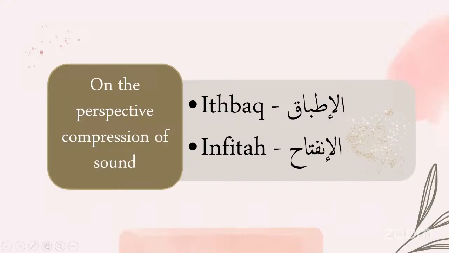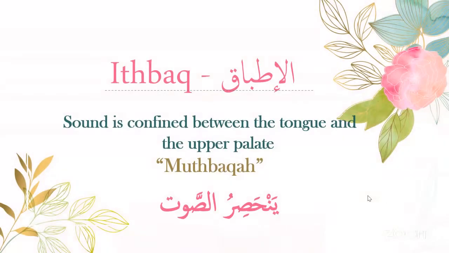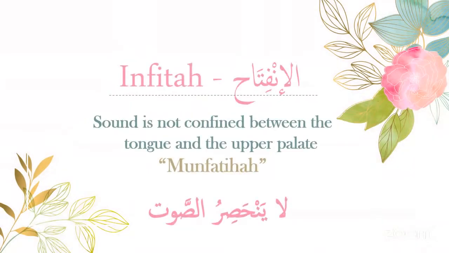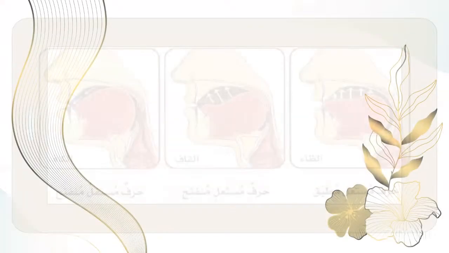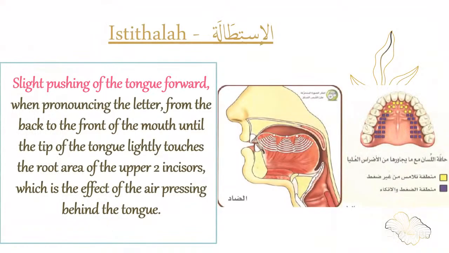So the letters having itbaq we call as mutabaqa. Letters having infitah, which is the opposite quality. That means the sides are lowered. There is no depression, hence no compression, hence no itbaq. We will call it as infitah. The letters are called as munfatiha. Okay, munfatiha. Understood? Okay. So yes, let's go to the last letter for today.